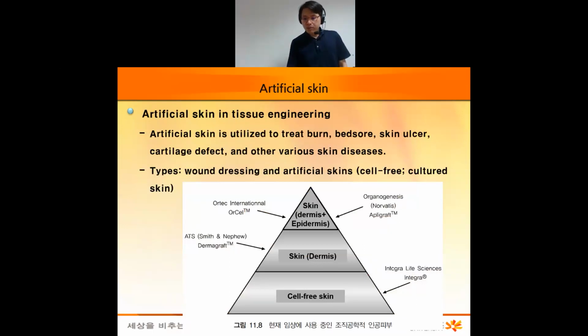Okay, then let's think about artificial tissue. Artificial skin is an example of a scaffold or artificial tissue. Artificial skin in tissue engineering is utilized to treat burns, bed sores, or skin ulcers. Recently, skin ulcers are also found from diabetes. And also, it is utilized in cartilage defects and other various skin diseases.